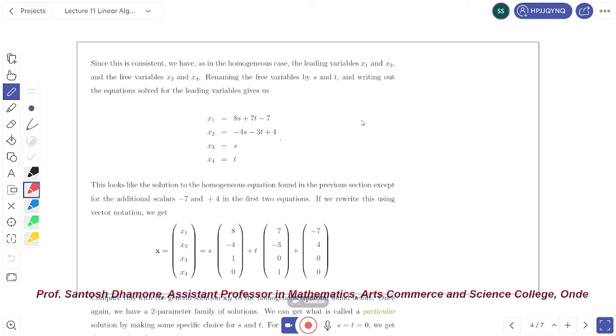So x is equal to the column vector x1, x2, x3, x4 is equal to s times the column vector 8, minus 4, 1, 0, plus t times the column vector 7, minus 3, 0, 1. This is the coefficient of s, this is the coefficient of t, plus the constant minus 7, 4, 0, 0.